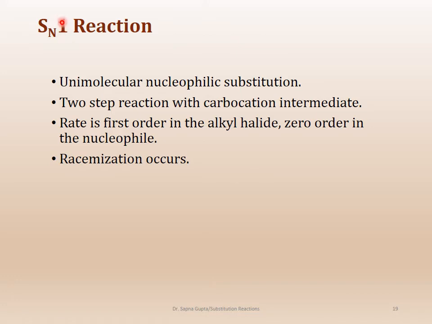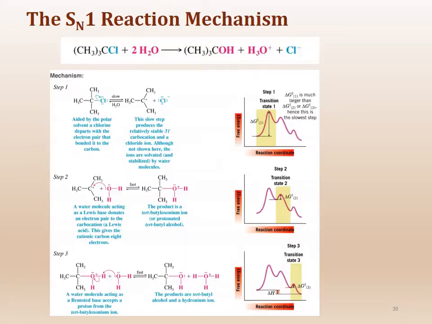Here the first order indicates that we have only one thing involved in the transition state. So we have to figure out whether it is the substrate or the nucleophile that is affecting the rate of reaction. We'll do that in the next slide. In any case, one of the properties of SN1 is racemization, which we will talk about later. Let's look at the mechanism of how SN1 works.